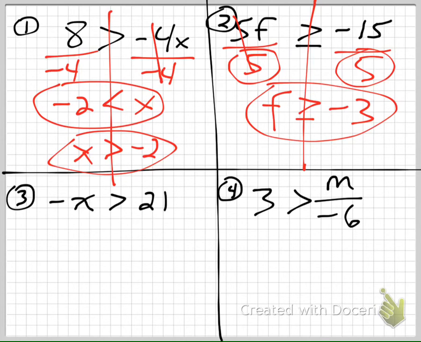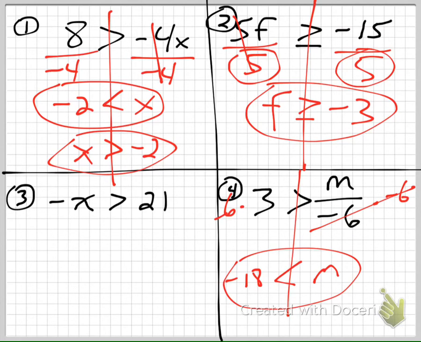Okay, we're going to do number 4 now really quick. We'll come back to 3 in a second. Number 4, line down the inequality. Is the variable happy? No, he's being divided by -6. What's the opposite? Multiply by a -6. I just multiplied by a negative right now. Flip that sign. They're gone. M is greater than -18. Make sense? Okay.